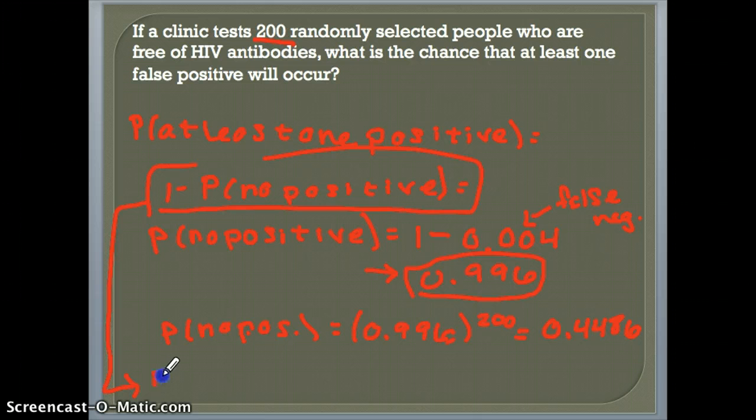So now I have to do 1 minus the probability of no positives. And the probability of no positives we now know is 0.4486. Remember, that's for the 200. So I have 1 minus 0.4486, which is about 0.5514. Okay, so over 50% here would have at least one false positive. Maybe it wasn't as bad as I thought.